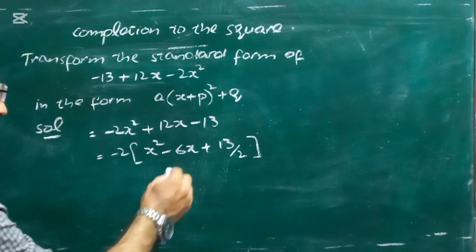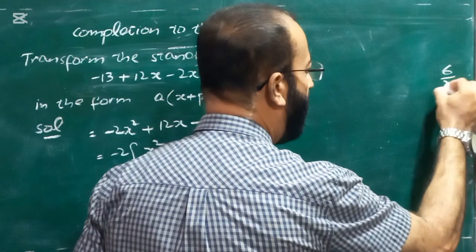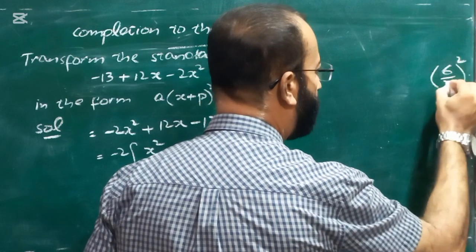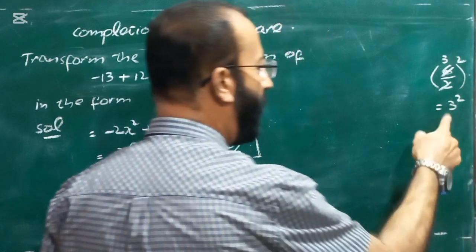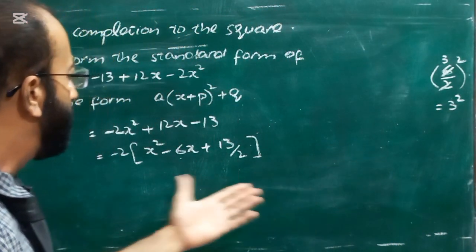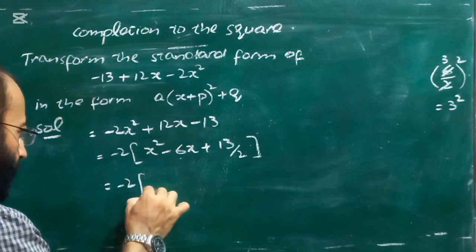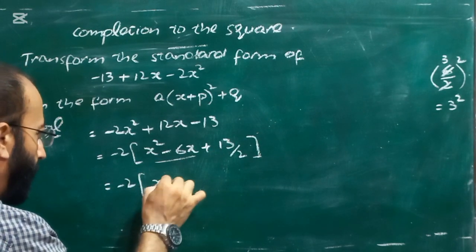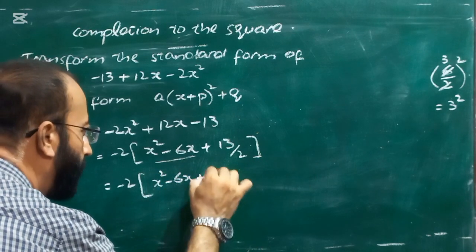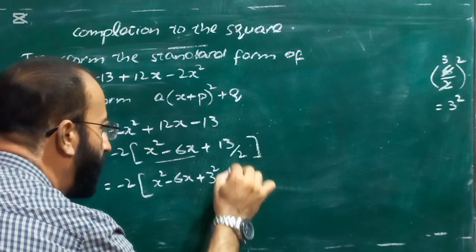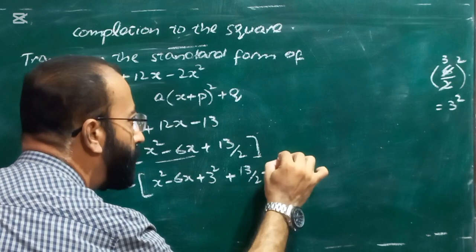Next step will be take the coefficient of x, make it half, take it square. So it will be 3 square. So add and subtract this factor into the equation, and plus factor will be written with this thing. So x square minus 6x plus 3 square, and minus factor will be written with the constant term. So 13 by 2 minus 3 square.